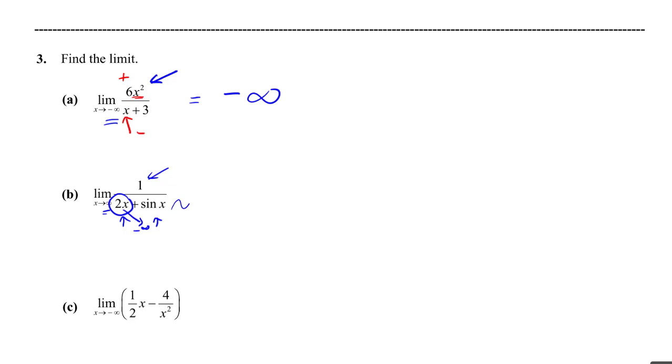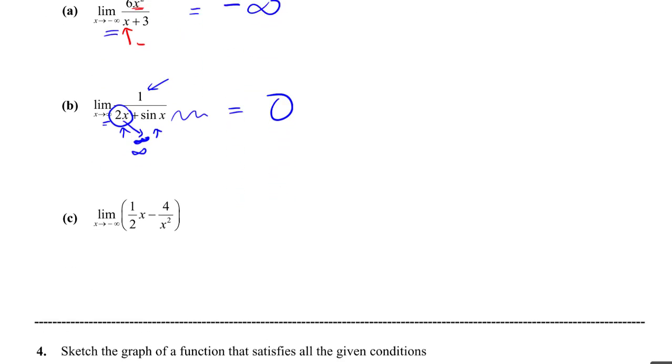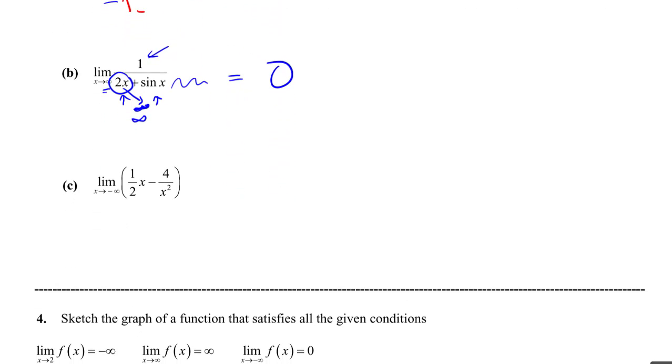This sine term is going to oscillate, but it's not going to be able to stop this 2x from going off to infinity. Let me make that more clear. And so basically I have a constant over something going to infinity, that's 0.